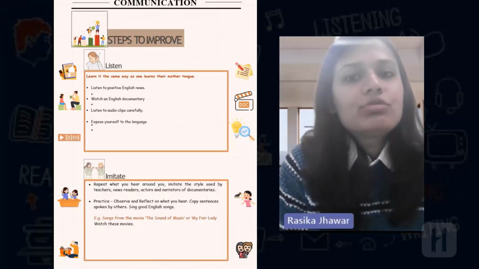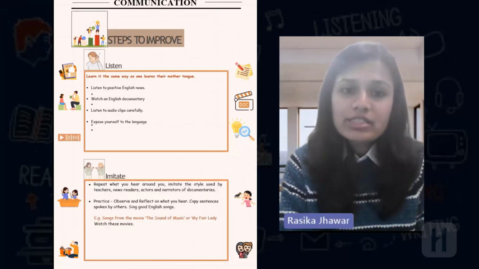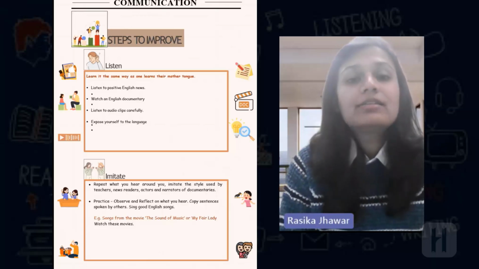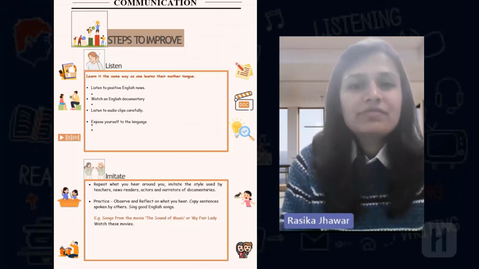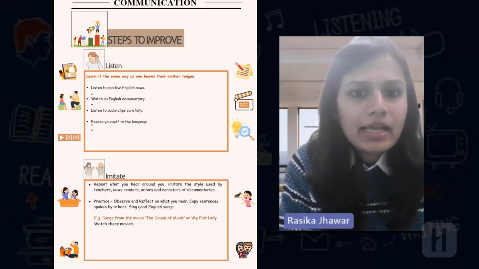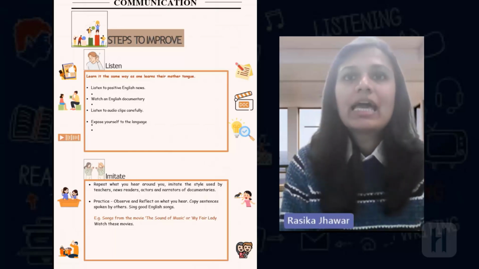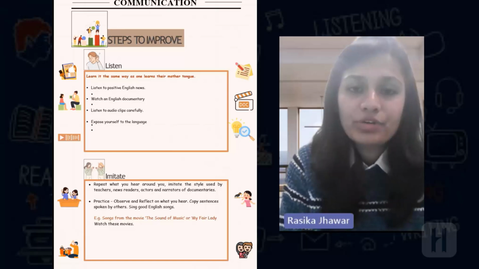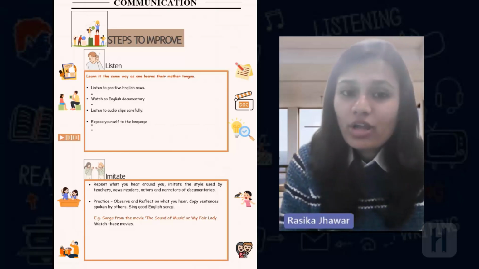Now, what are the steps to improve or rather learn English? The very first step is to listen. You learn it the same way as one learns their mother tongue. You must have seen that an infant who doesn't know how to read and write can still talk. How? Because that infant learns by listening to whatever he hears. So when an infant can do it, why not us?